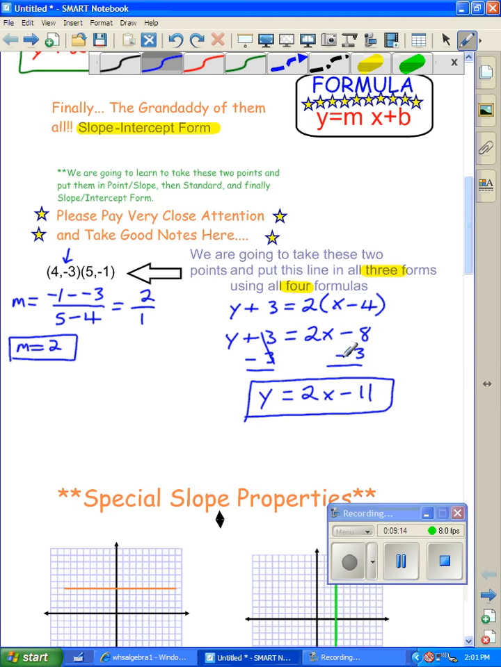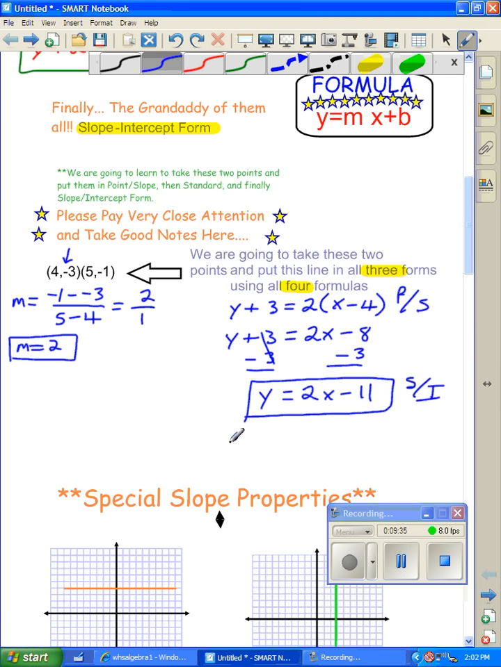Okay? We got it in slope-intercept form. We could have gone from here to standard, but I chose to go to slope-intercept form. From here, and I like to keep a running total here. There's point slope, there's slope-intercept. From here, it wouldn't take any effort whatsoever to get from here to standard.